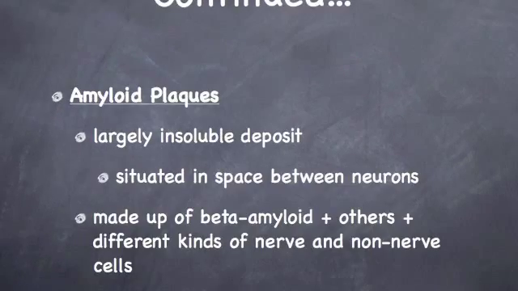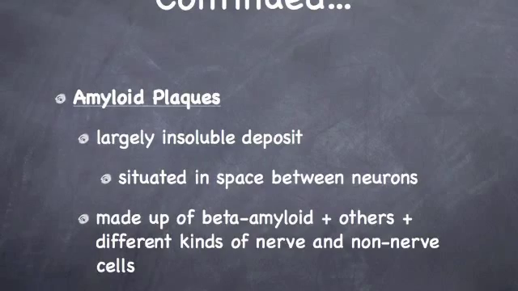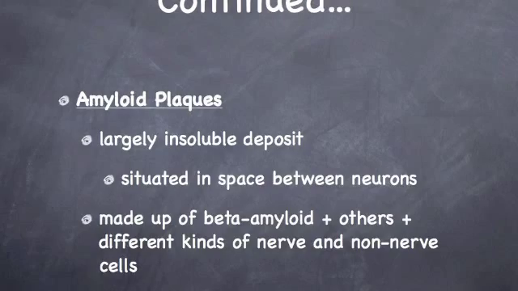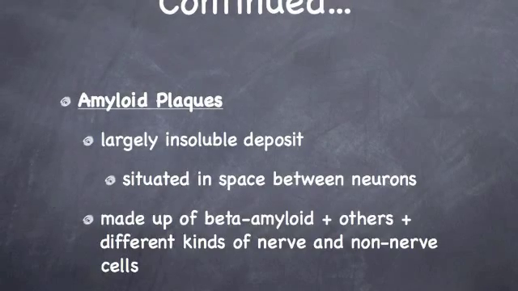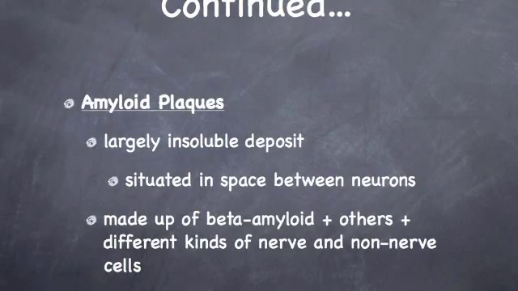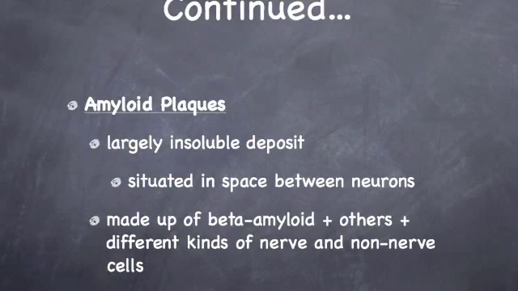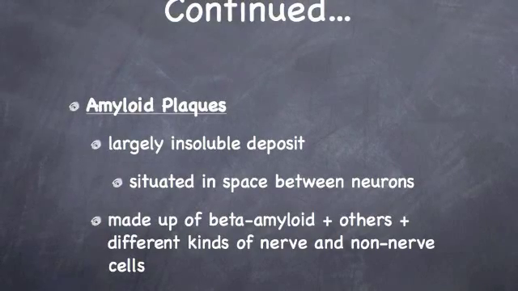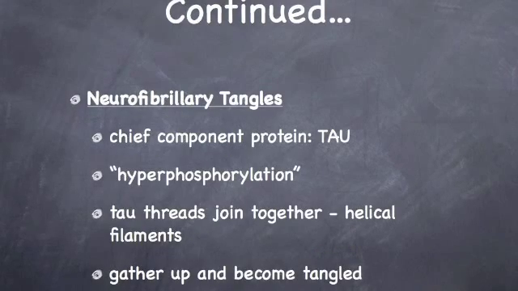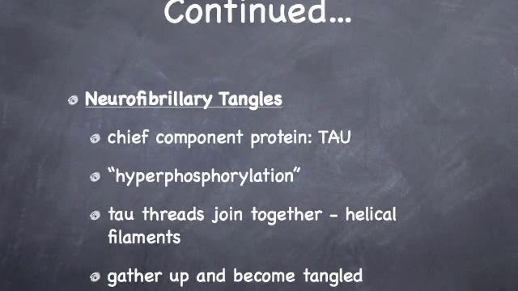One of the main things found in the human brain that has developed AD are amyloid plaques. These are largely insoluble deposits situated in spaces between neurons. These deposits are of an apparently toxic protein peptide or fragment known as beta amyloid, plus different kinds of nerve and non-nerve cells and others. The other main thing found in the human brain that has developed AD are neurofibrillary tangles. The chief component of these tangles is a protein called tau.